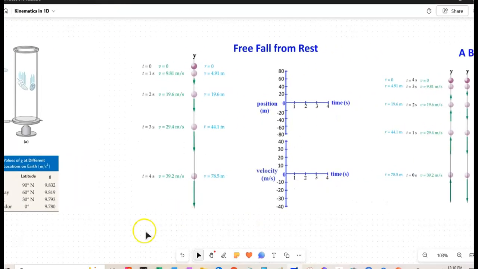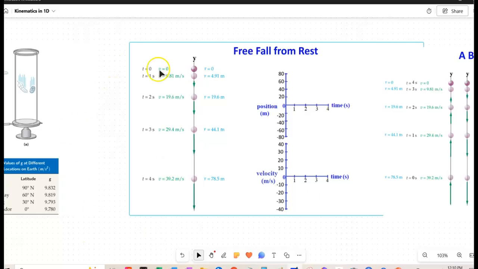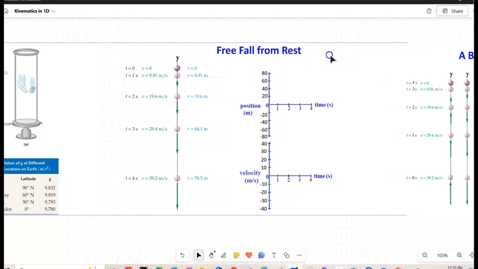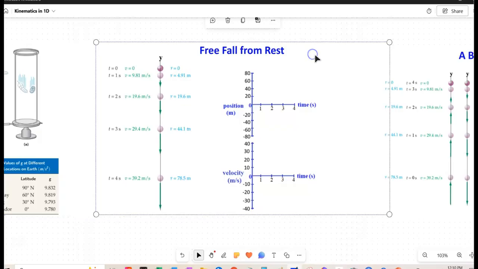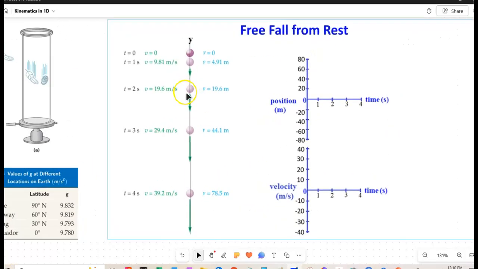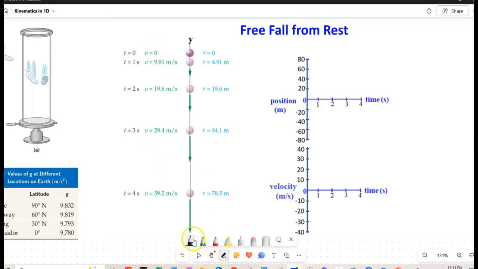All right? So when you drop an object from rest, its initial velocity is 0. Okay? So it's initially not moving at all. So when we look at this, the initial velocity is 0, and we're just dropping the object from rest. And its initial position is going to be some distance above this line. So right here, it's dropping from rest from a position of 0, and its velocity is 0.